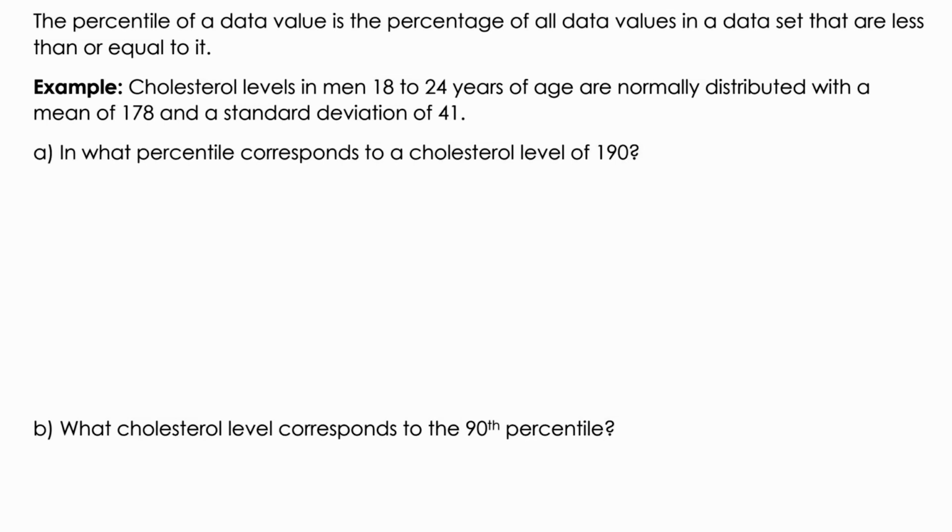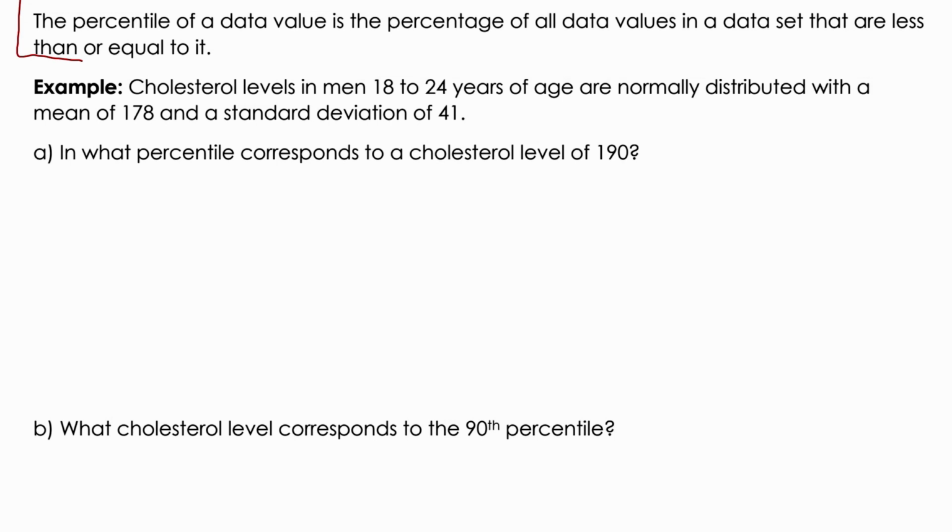Now we're going to talk about percentiles, which is related to standard scores. Once we know what the standard score of a data value is, the properties of the normal distribution allow us to find its percentile in the distribution. And here's the definition: the percentile of a data value is the percentage of all the data values in a data set that is less than or equal to it.